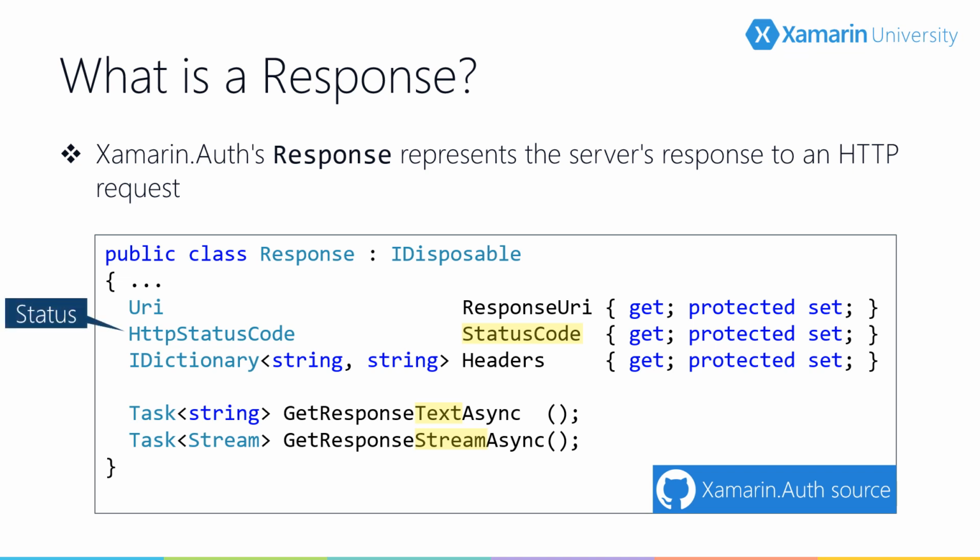The response contains an HTTP status code enumeration, so it would be 202 for accepted, 504 for gateway timeout, etc. And you can read the full response using either the GetResponseText async method, which returns the server response as a string, or GetResponseStream async, which, as you'd expect, returns the response as a stream.